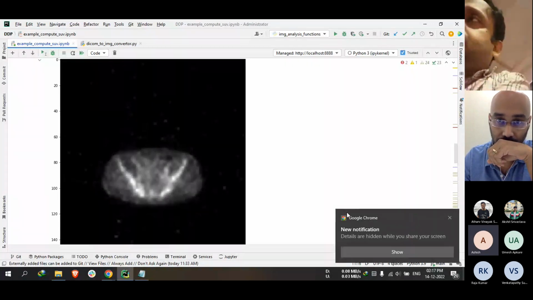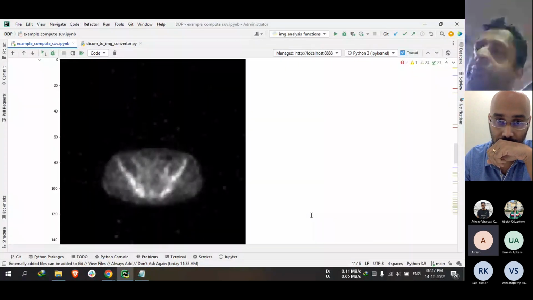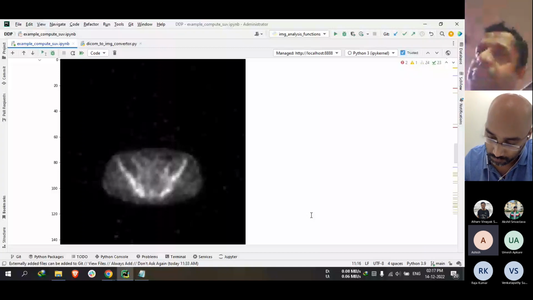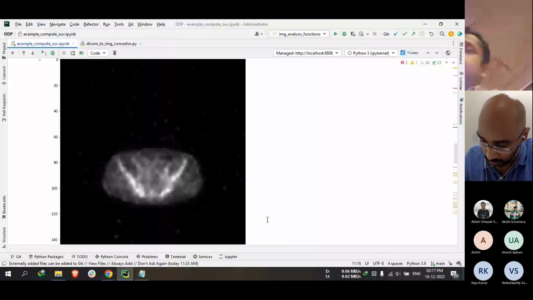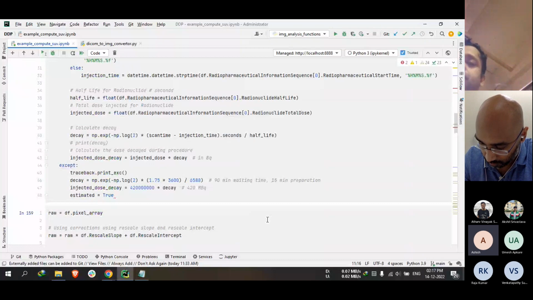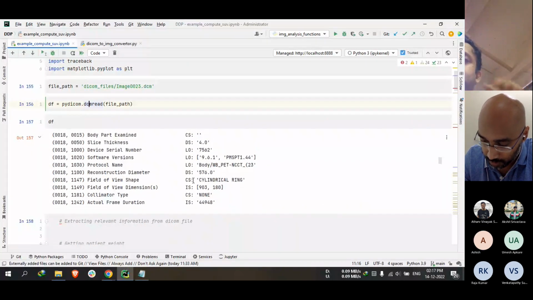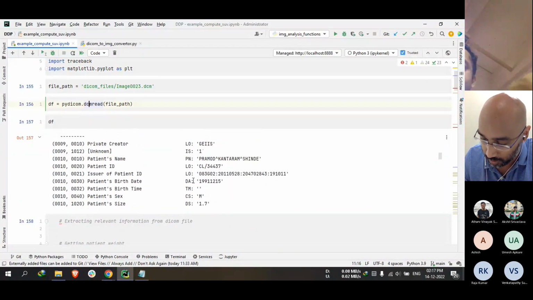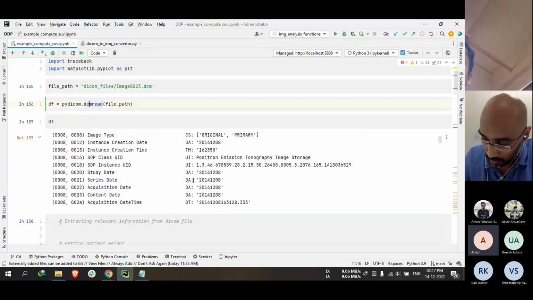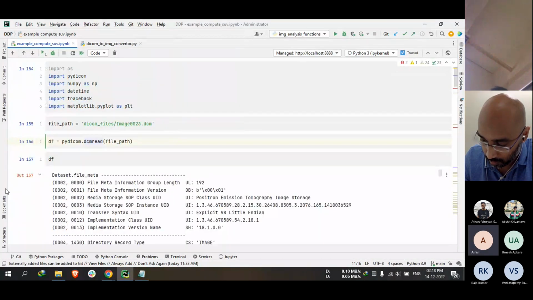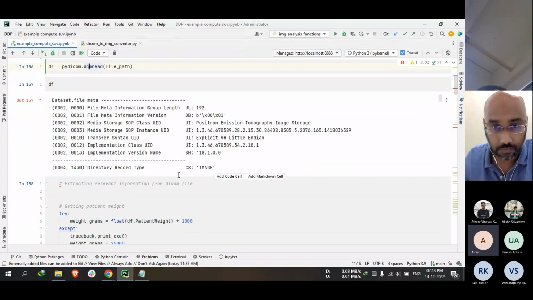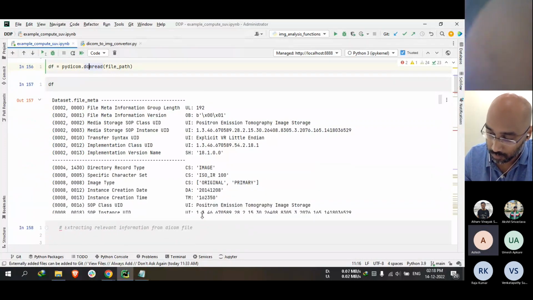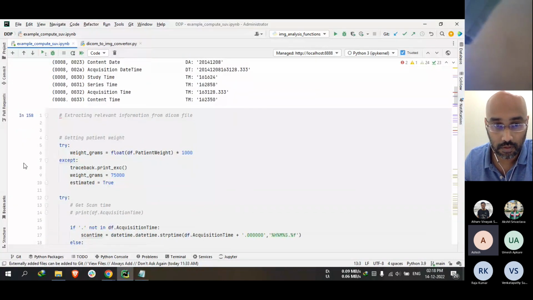I think there is something called a time of administration. Then time of imaging. Time of administration and time of imaging. Okay. Yeah. Because we are using FDG, the half-life is 110 minutes. Right, 110 minutes half-life. Based on that, we'll have to do this backward calculation.